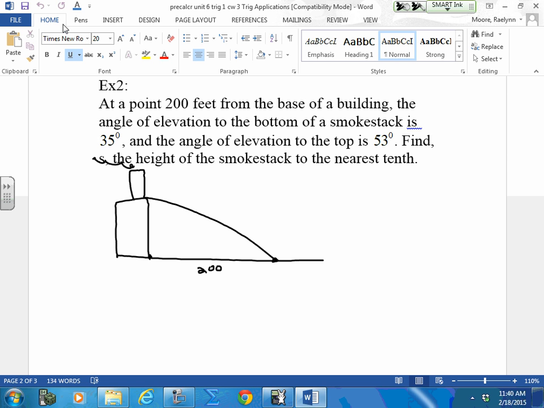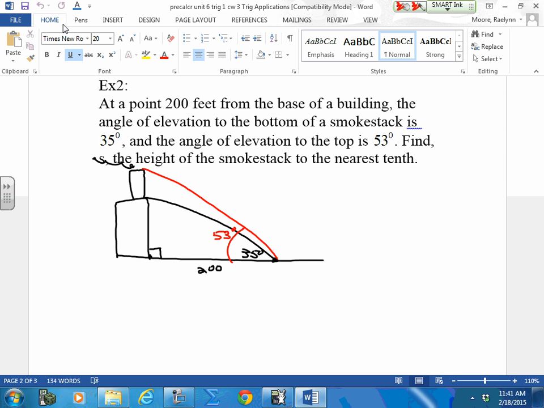You're looking up to look at the bottom of the smokestack, which is the top of your building. Your building makes a right angle to the ground. Okay? And your angle of elevation from the ground to the bottom of the smokestack is 35 degrees. Now, you don't move. You just elevate your eyes a little bit higher to look at the top of the smokestack. You stay here, you look at the top of the smokestack. From here to here, your angle of elevation increases to 53 degrees.